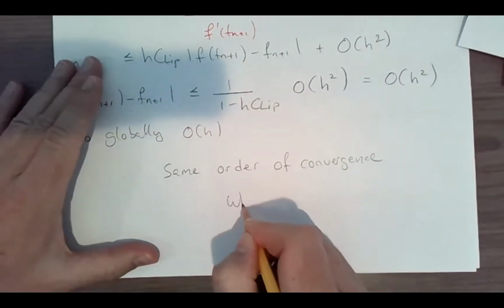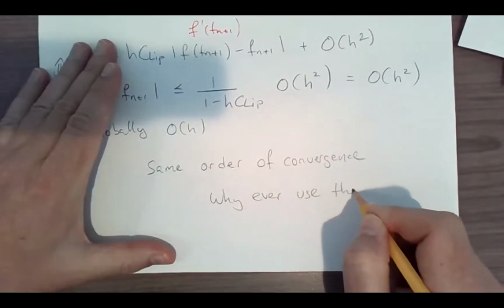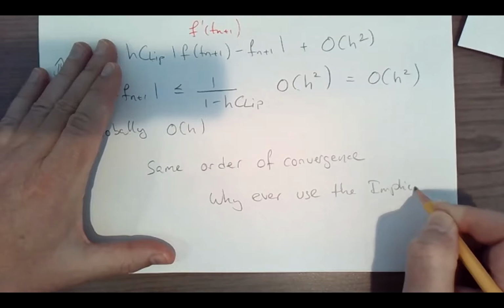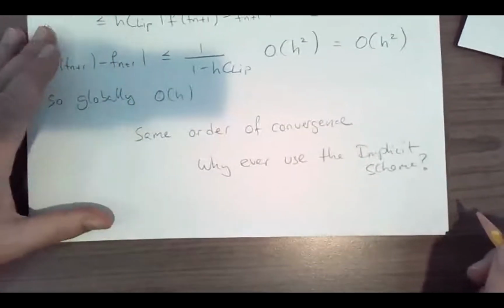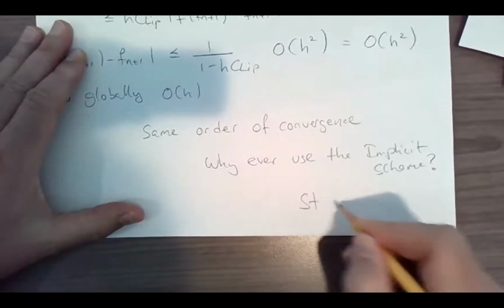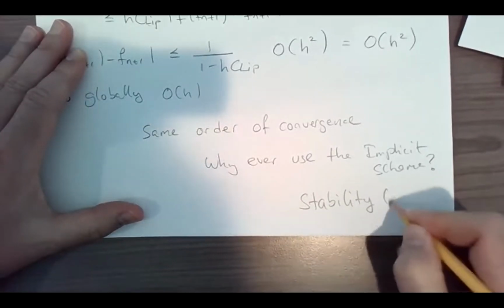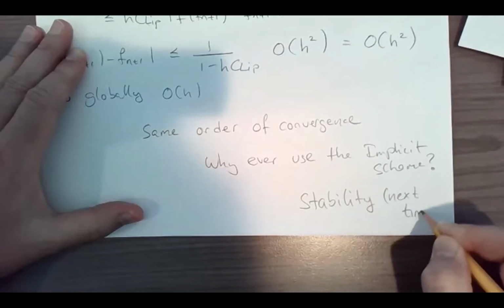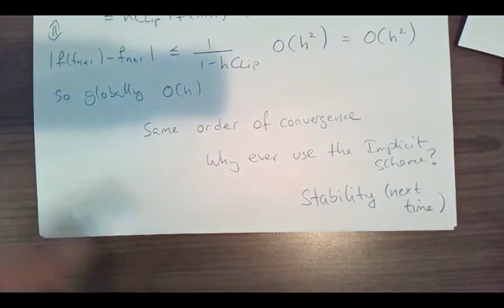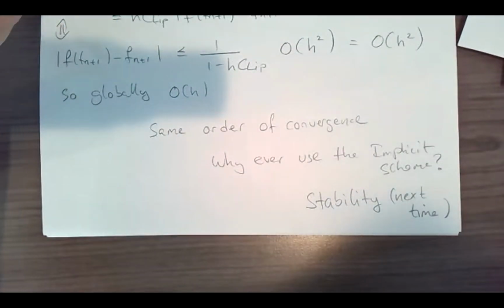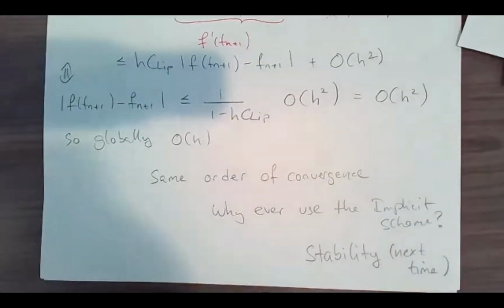So why ever use the implicit method? Well, it turns out that there are very good reasons to use the implicit scheme. This is about stability. Stability is going to be next time, because you have the same order of convergence. Both are first order schemes, both first order approximations.